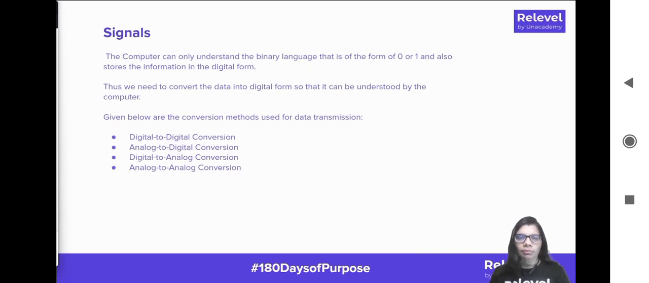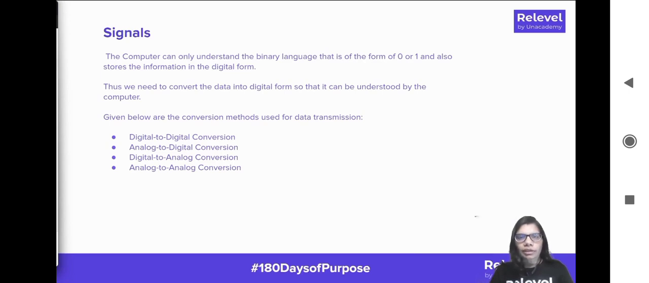Now there are some conversion methods that are used for data transmission. These methods are digital to digital conversion, analog to digital conversion, digital to analog conversion, and analog to analog conversion. So let's first discuss digital to digital conversion. Digital to digital conversion signifies converting digital data into digital signals. It can be done in two ways, either using line coding or block coding. For all communications, line coding is necessary while block coding is optional.